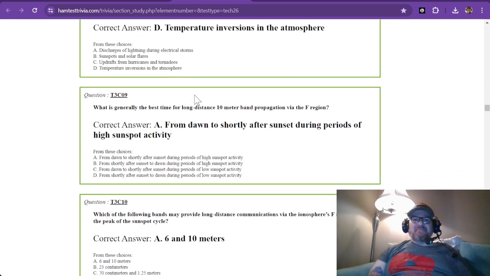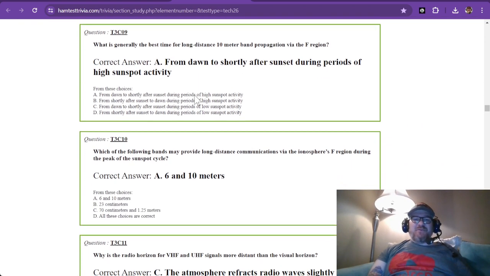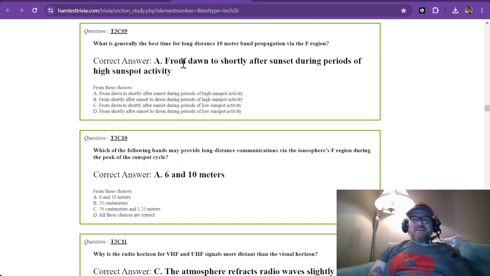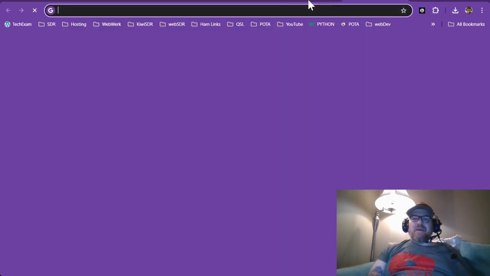It's a lot of fun. Alrighty, so question number 9 says, what is generally the best time for long distance 10 meter band propagation via the F region? Now the F region, let's go look that up.